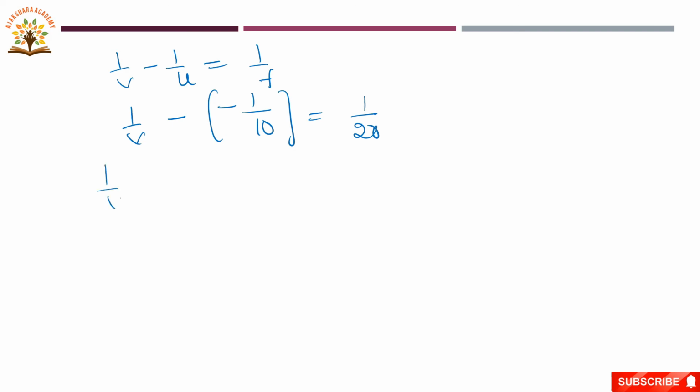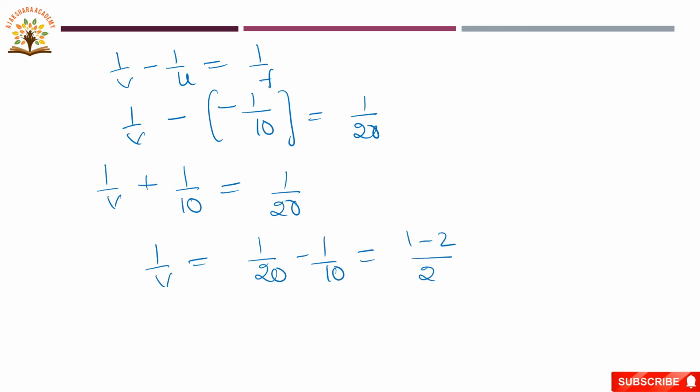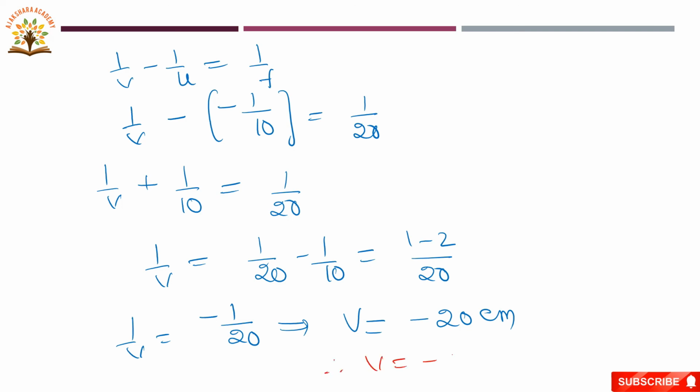So 1 by v, minus of minus, plus 1 by 10 is equal to 1 by 20. So 1 by v is equal to 1 by 20 minus 1 by 10. So (1 minus 2) by 20. So 1 by v is equal to minus 1 by 20. So from this, the image distance v is equal to minus 20 centimeter. Therefore v is equal to minus 20 centimeter.